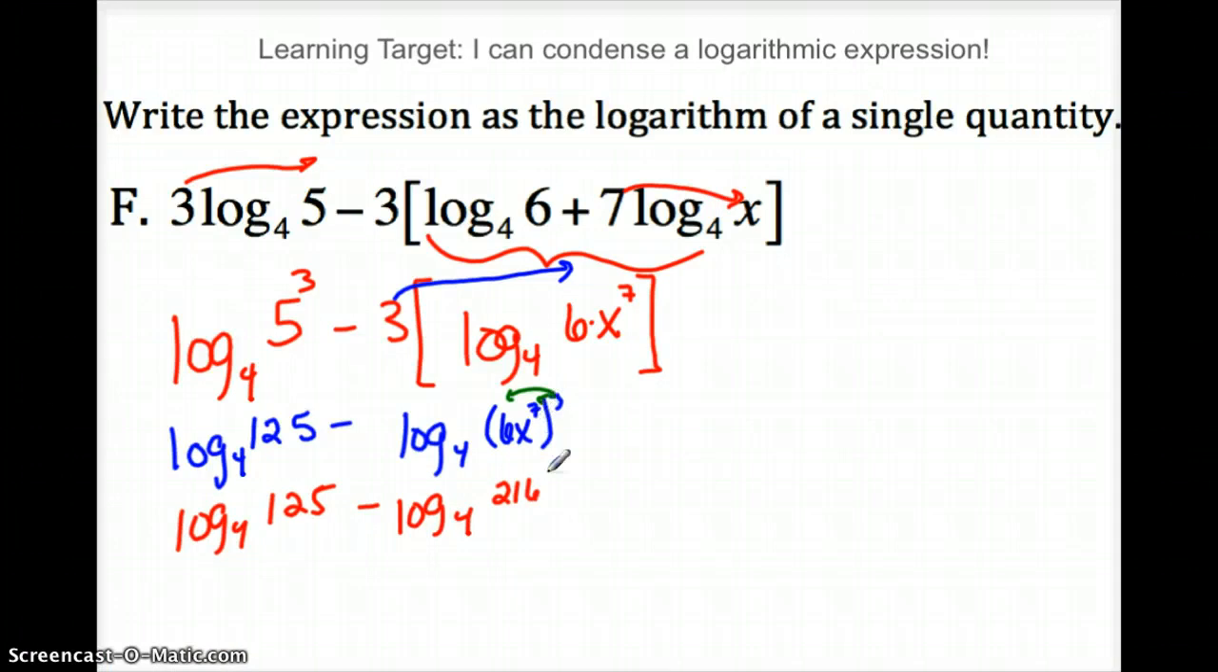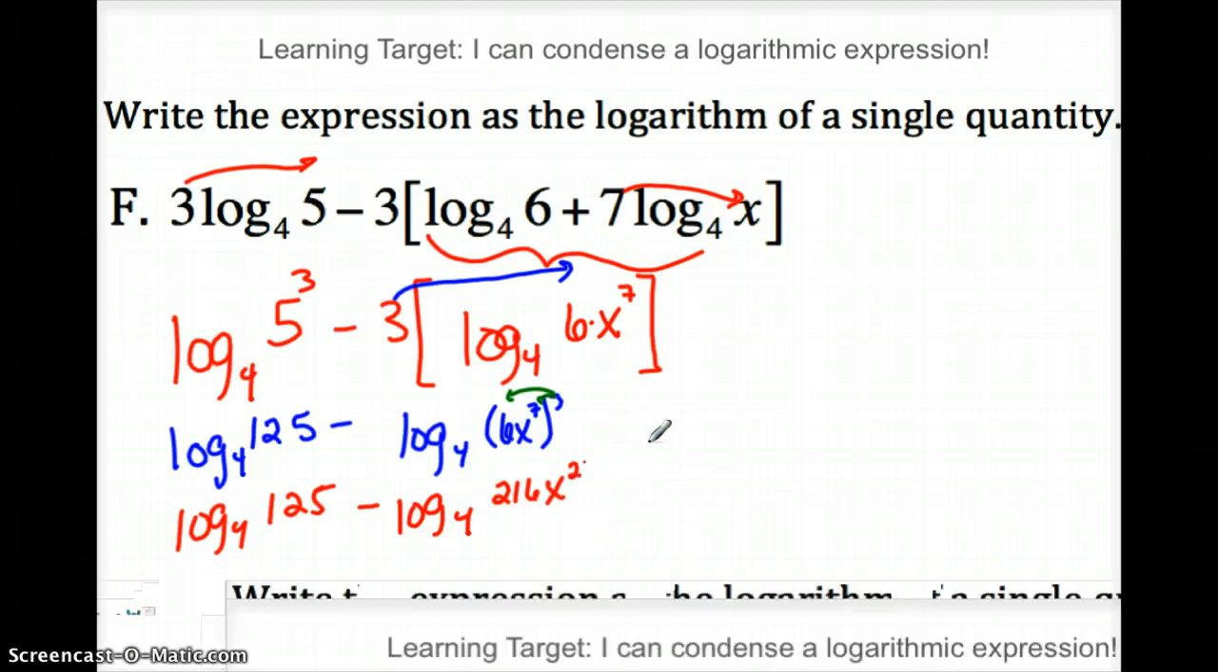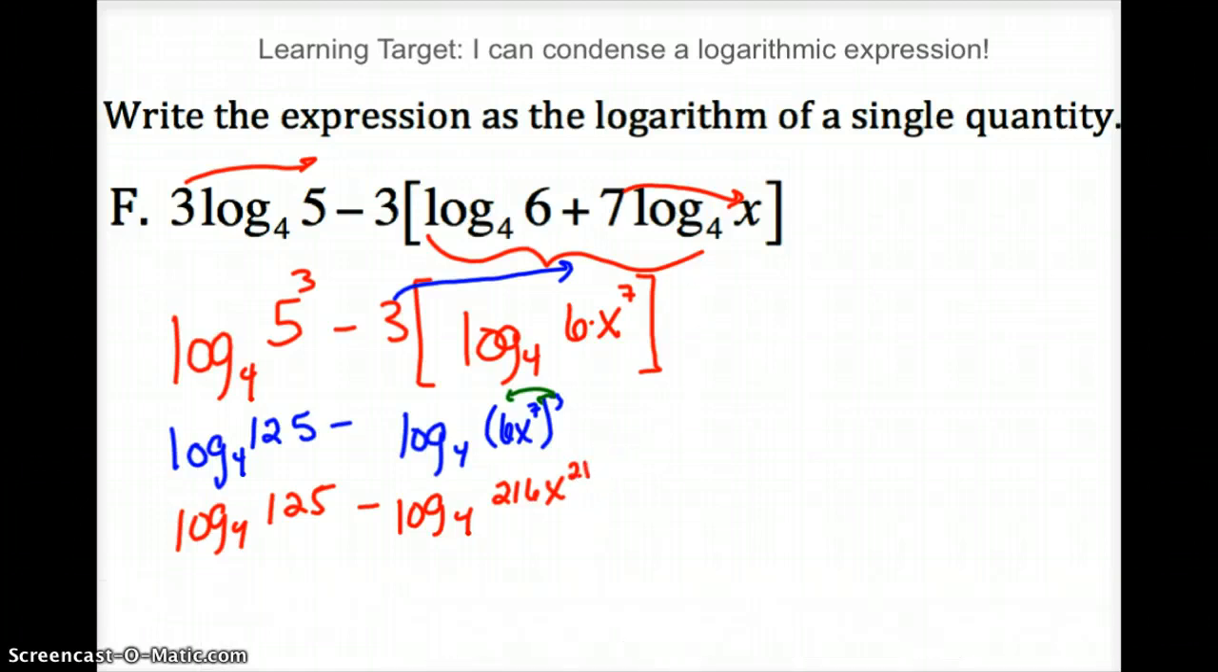Now question, is that going to become x to the 10 or x to the 21? Remember, when you power to a power, you multiply. So it's actually going to be x to the 21. And then to finish up, you know, why are those 2 logs subtracted? Because originally there was division. So 125 and then 216 x to the 21.